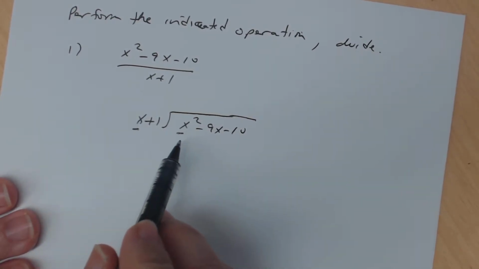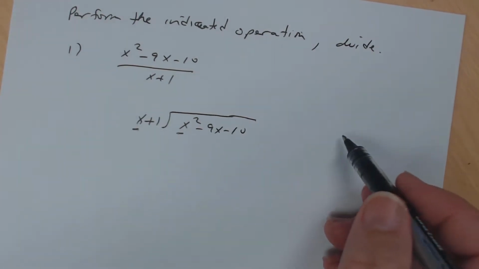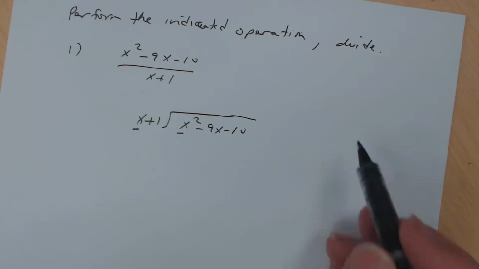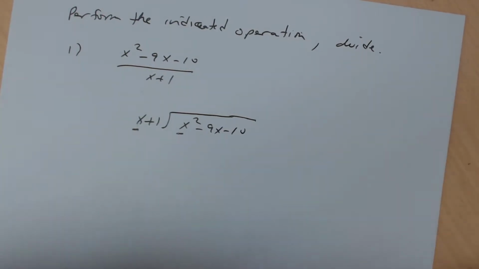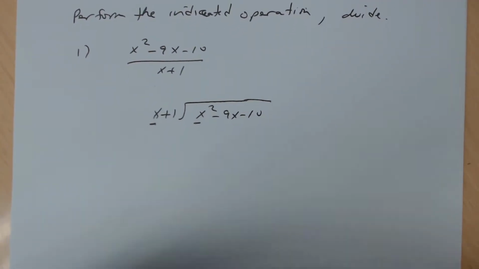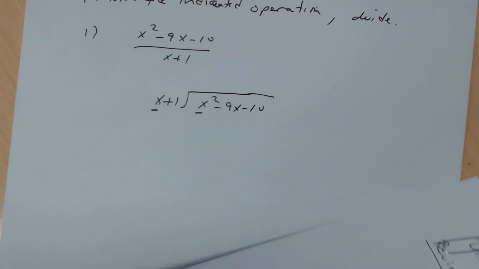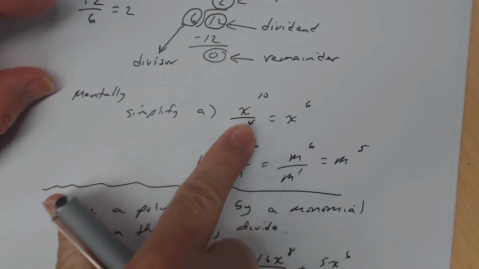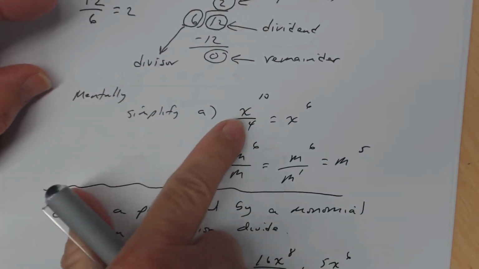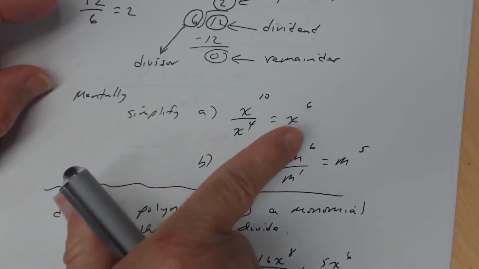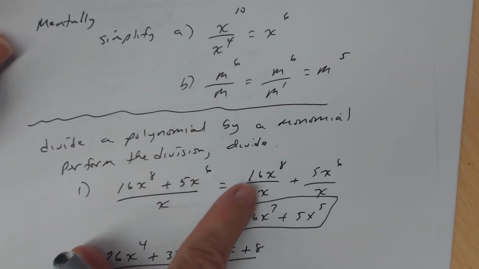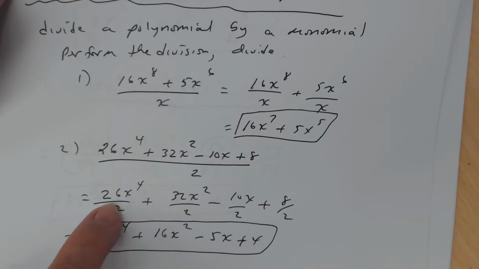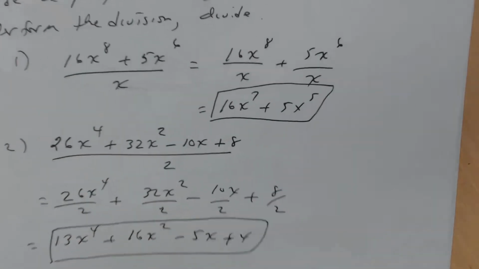So first into first. So in your mind, you're saying this, and so that goes back to our previous lesson when we talked about performing things mentally. Remember that? So you can use this idea here. So simplifying mentally. Divide like bases, subtract exponents. Okay? Same thing here. This was done mentally. This was done mentally. Okay?